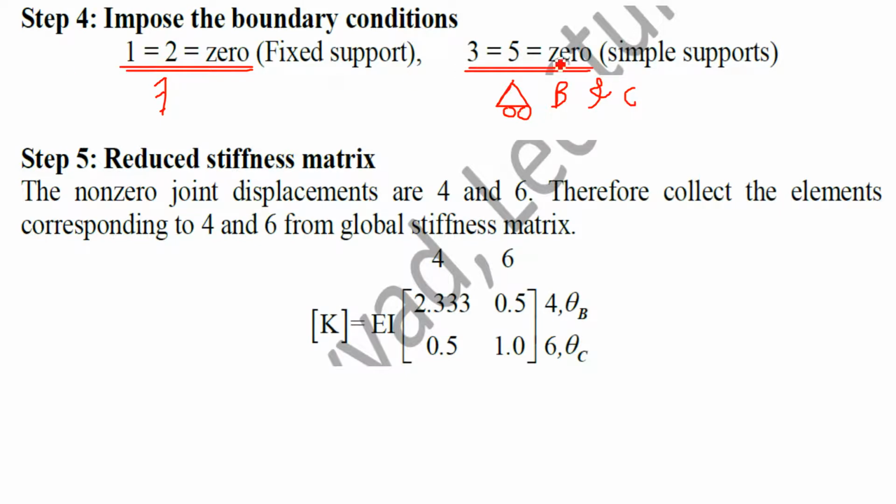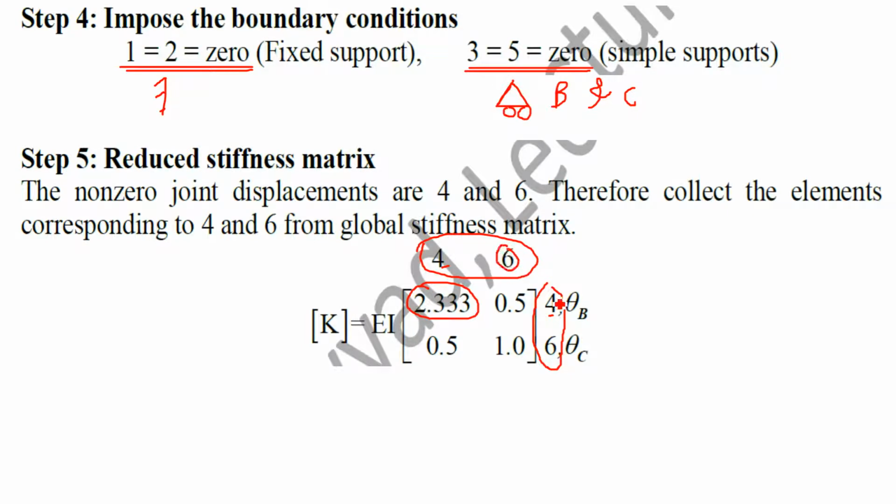So 1, 2 and 3, 5 are 0. It means our remaining non-zero kinematic unknowns are only 4 and 6. 4 means theta B and 6 means theta C. So we have to collect the elements corresponding to the non-zero ones only, meaning 4 4. This element you collect from K of AB and K of BC.